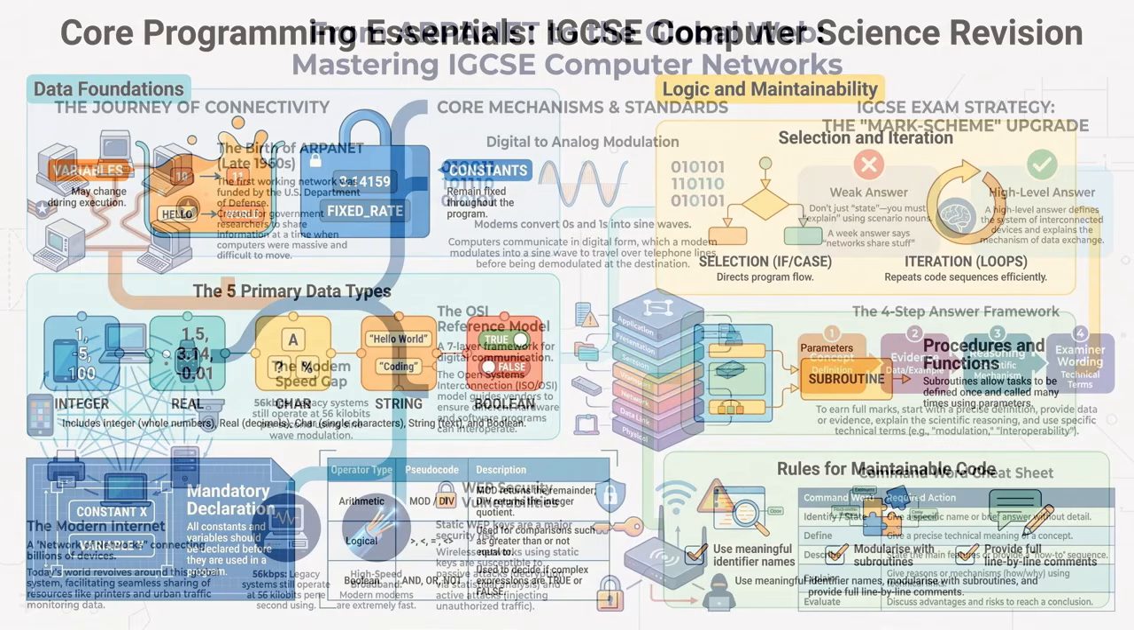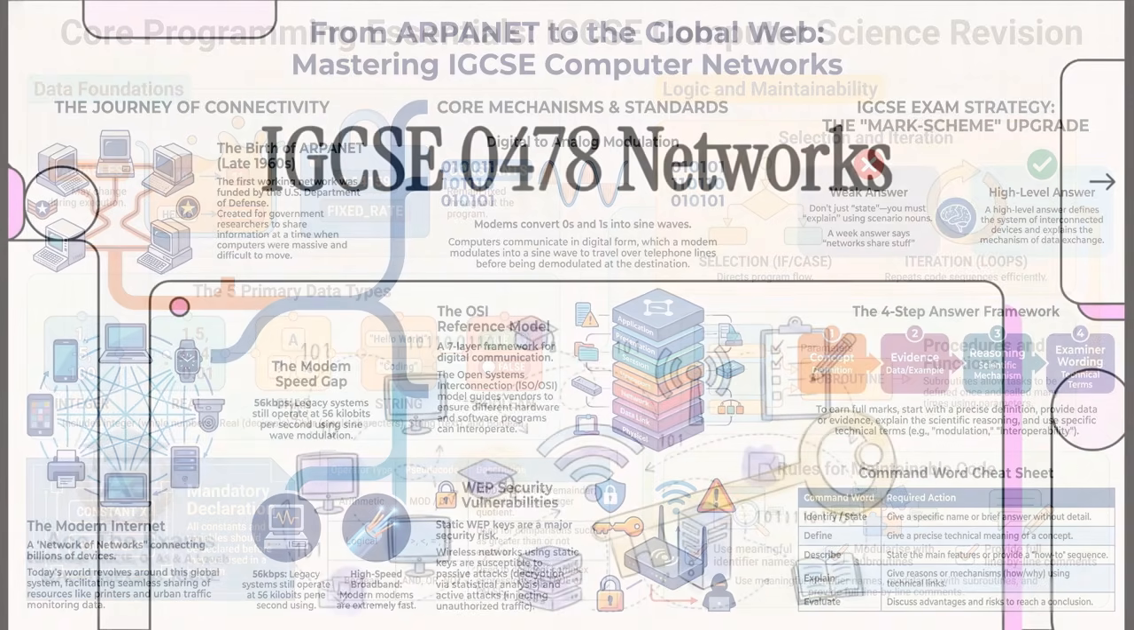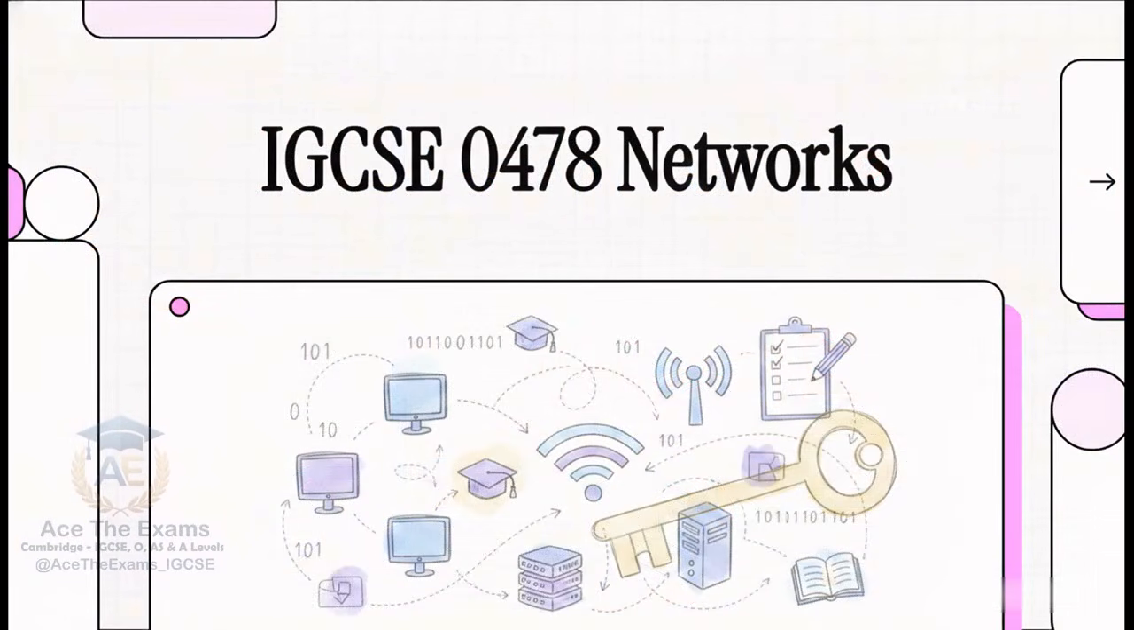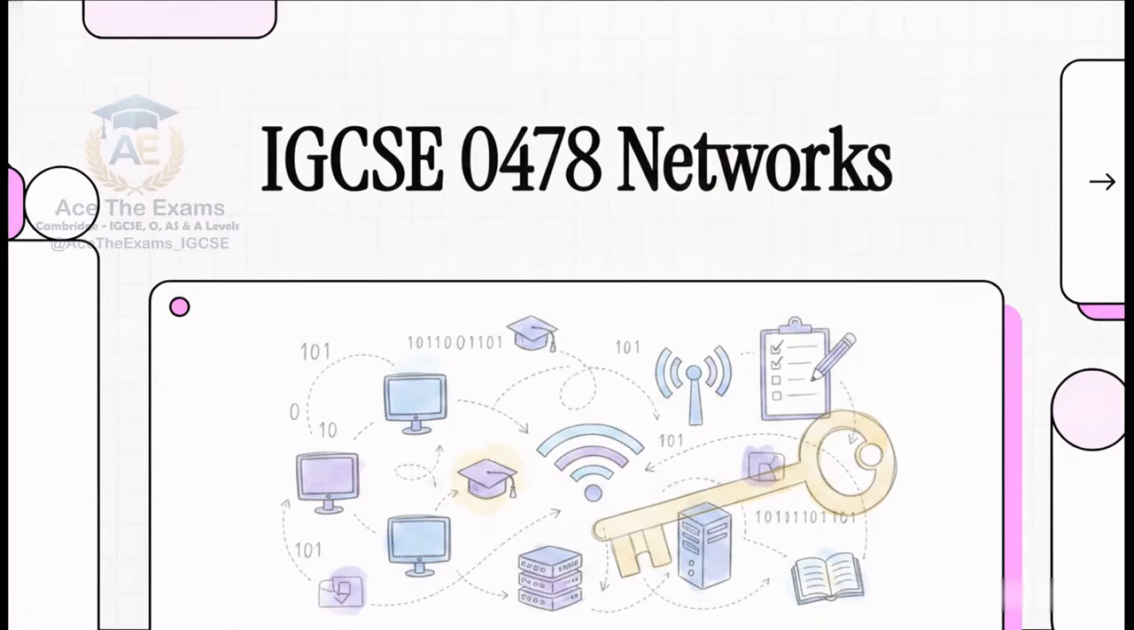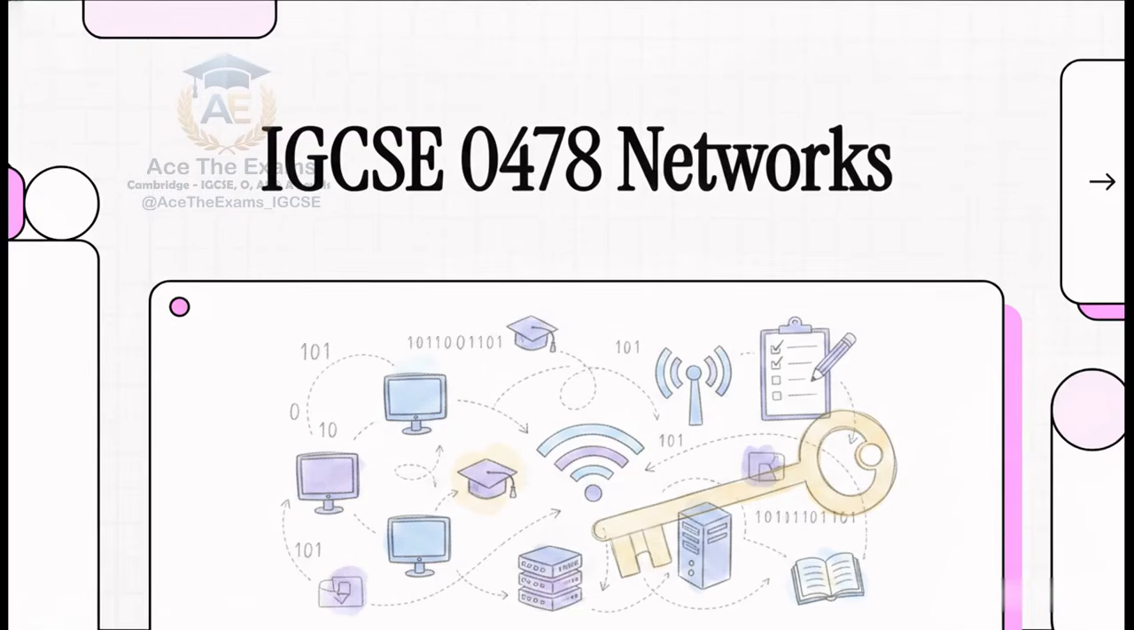Welcome to this explainer. Okay, let's just jump right in and master Cambridge IGCSE Computer Science Networks. Now, if you're gearing up for Syllabus 0478, you probably already know that understanding networks is, well, only half the battle. The other half? Getting the examiner to actually award you the marks you've worked so hard for. So today, we're going to break down exactly how to master those core concepts and, even more importantly, how to format your answers to grab that perfect score.